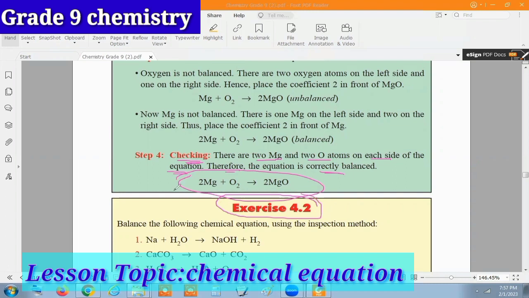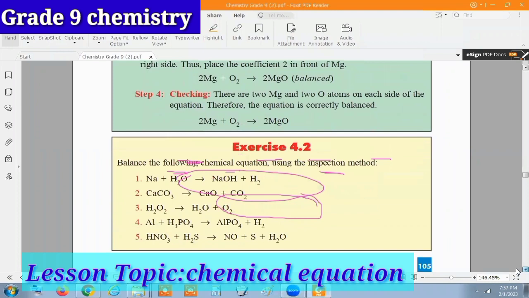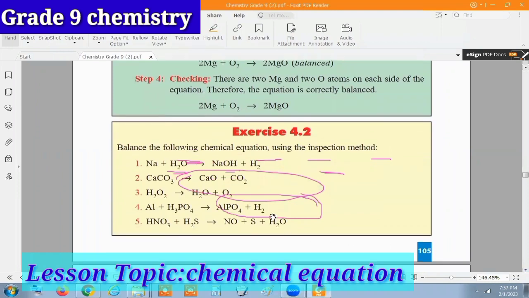Try the exercise. That is exercise 4.2 from your textbook, by using the inspection method.